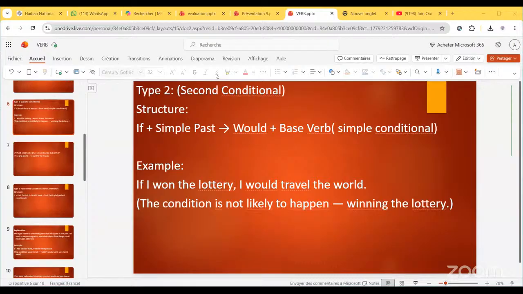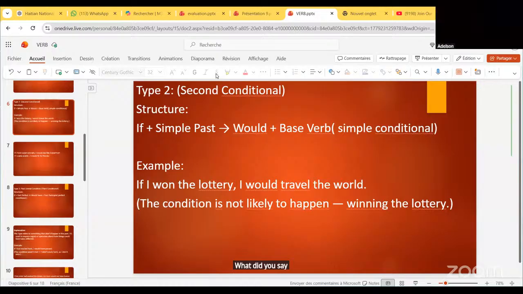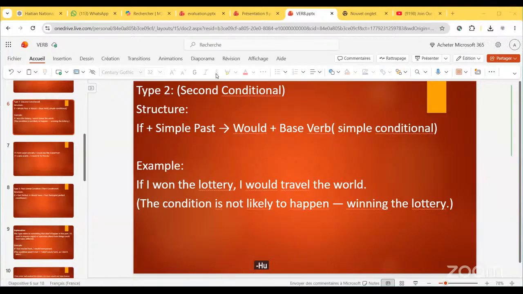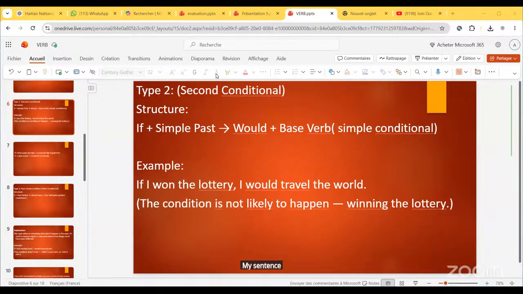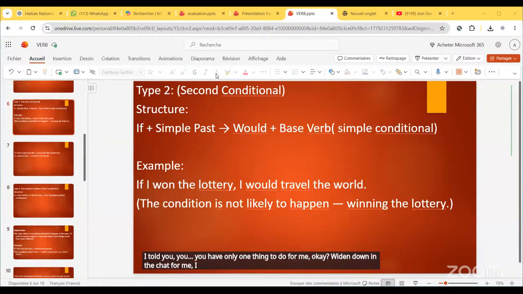Teacher, this phrase is not correct. If I say this phrase is not correct, what did you say? Your sentence? Oh, my sentence is not correct. I told you, you would have only one thing to do for me, okay? Write it down in the chat for me. I'm not moving on until you write it, and you're going to see why.